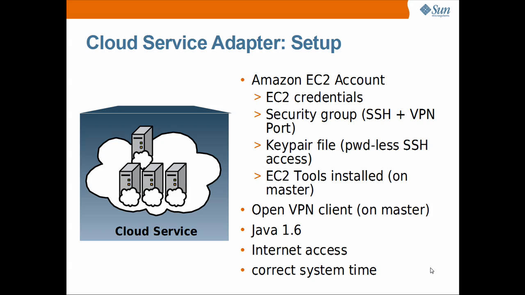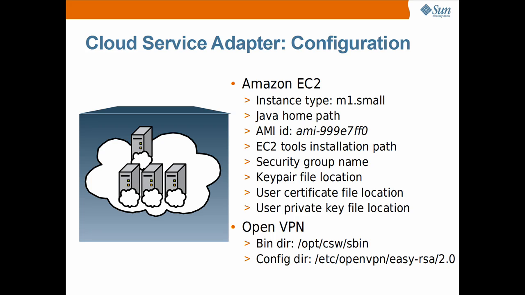A couple of words about basic requirements for a cloud service adapter. As a cloud service, we will use Amazon EC2. From the EC2 side, you need credentials to access your account. You need to have a security group with configured ports for SSH and VPN. A keeper file has to be created for passwordless SSH access. As the last thing, you need to install EC2 tools on the master host. On the master host, OpenVPN should be installed also. The cloud adapter requires Java version 1.6, internet access, and correct time set in the system.